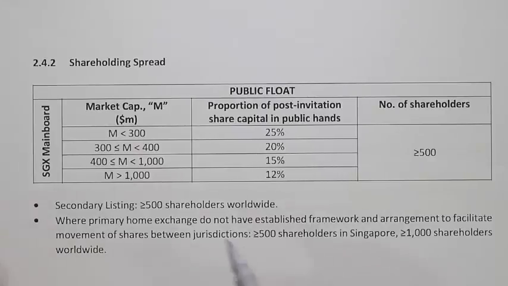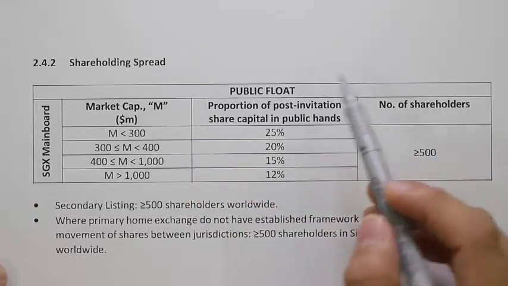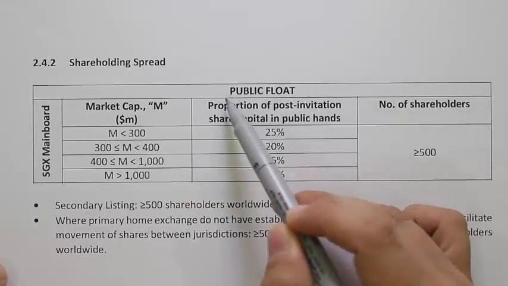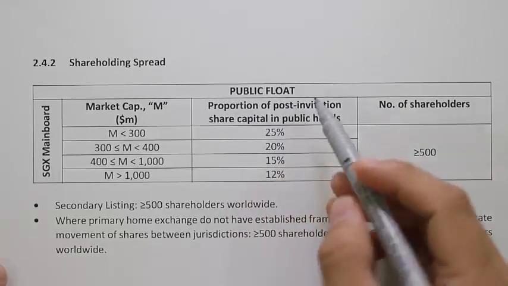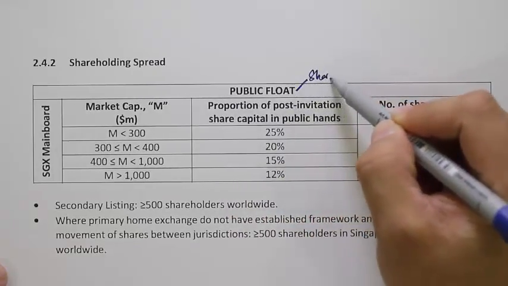There's a shareholding spread that is required to be satisfied by the listing companies. Shareholder spread basically just means how much public float there is. And public float actually means the shares that are held by the public.